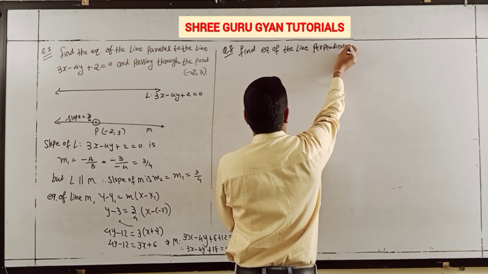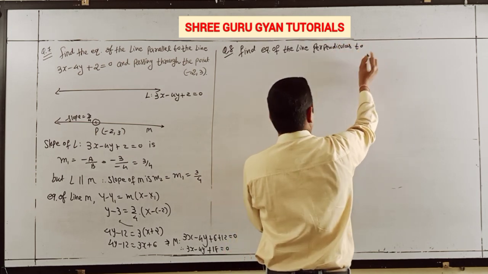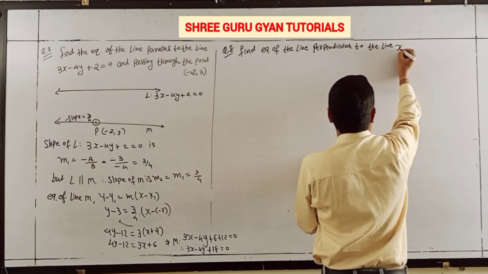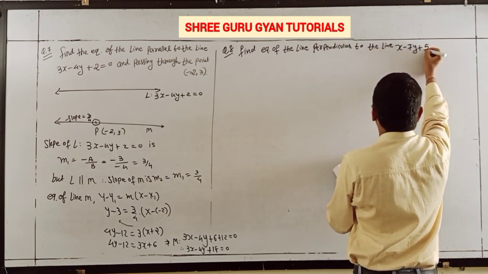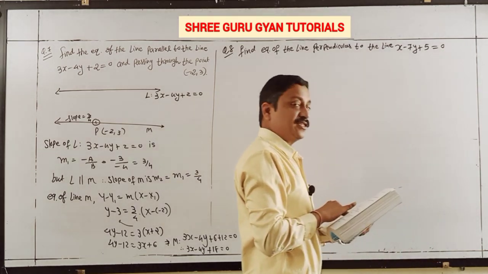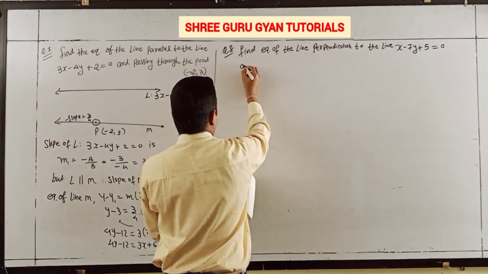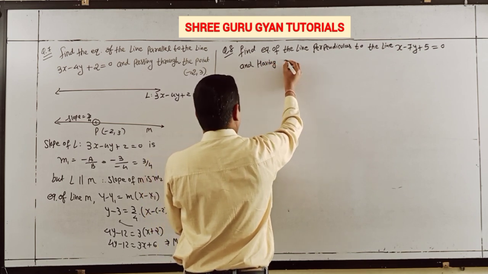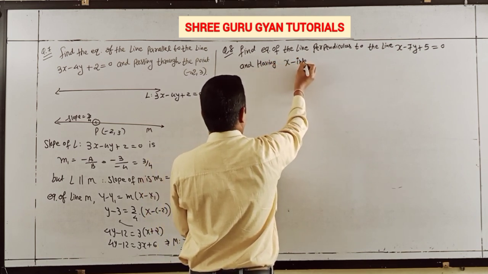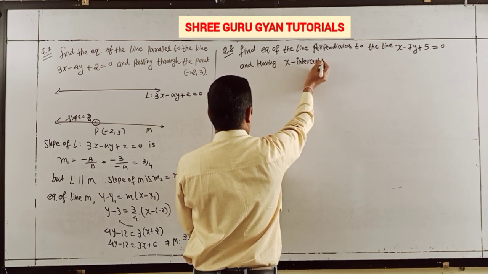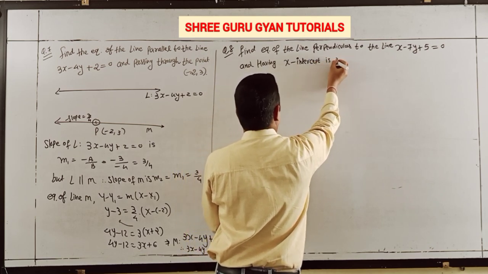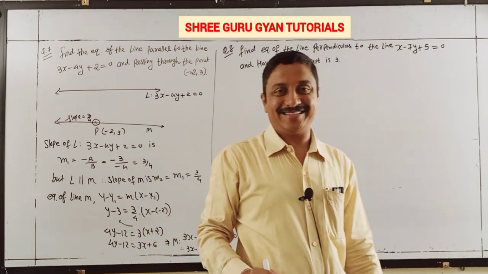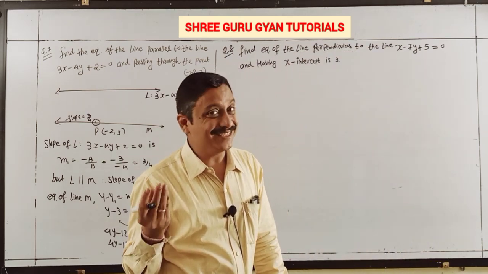perpendicular to the line x minus 7y plus 5 is equal to 0 and having x intercept 3. So do you know what is the meaning of x intercept? Yes, the distance traveled from the origin is 3.